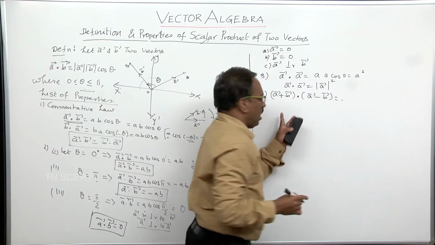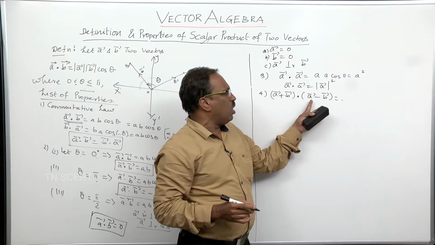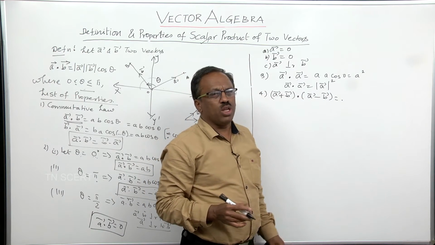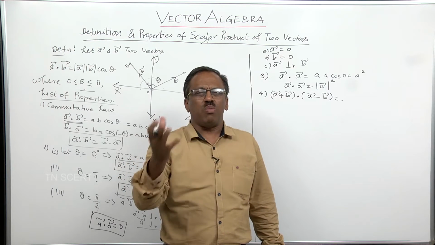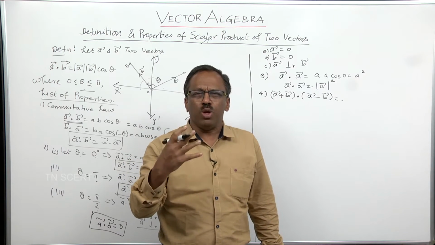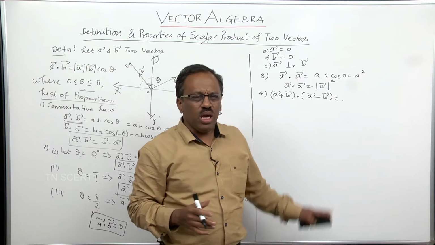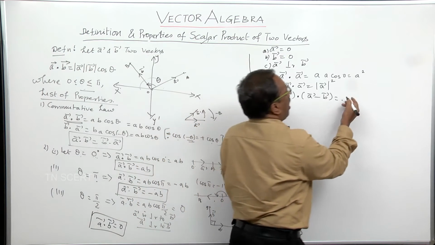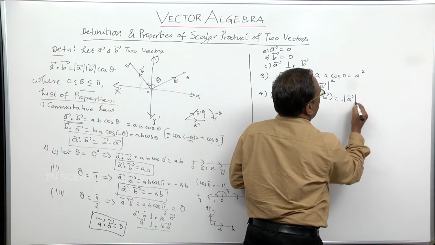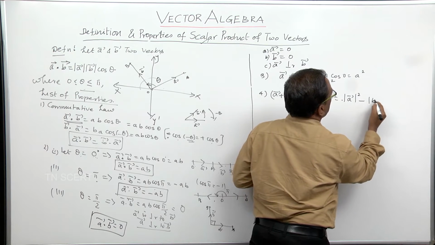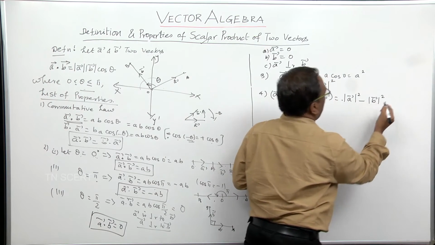Remember that (A vector plus B vector) dot (A vector minus B vector). You know what A plus B and A minus B is? In algebra we know it is A squared minus B squared. Here in the same way I can apply it as modulus of A squared minus modulus of B squared, like this.